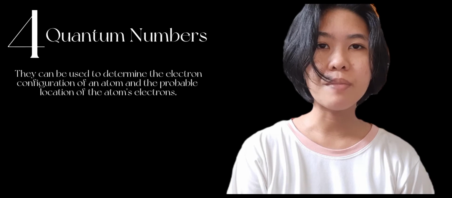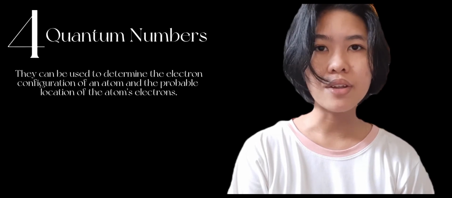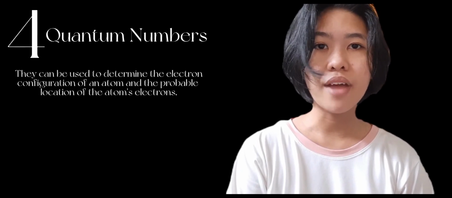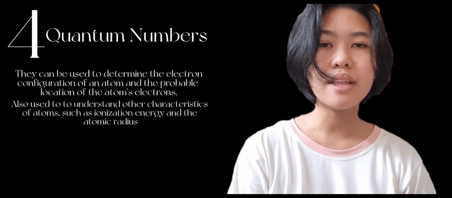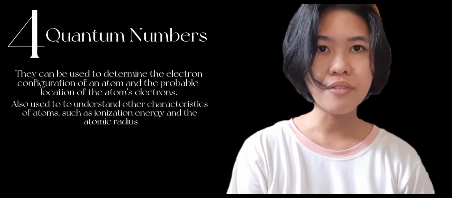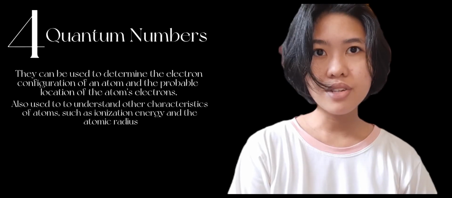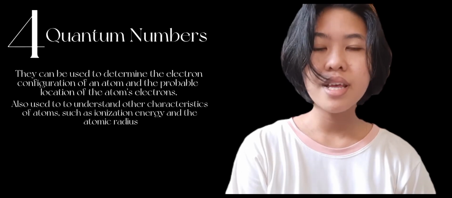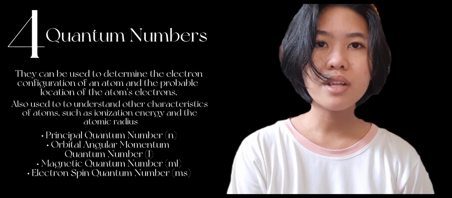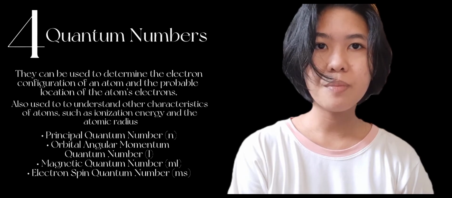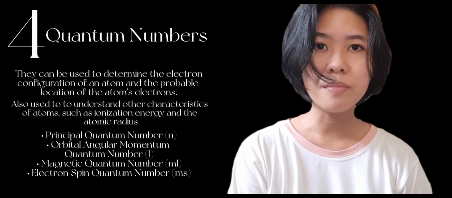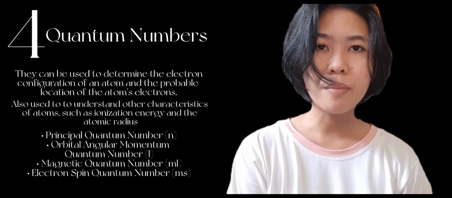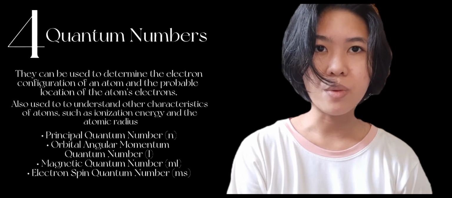Quantum numbers are important because they can be used to determine the electron configuration of an atom and the probable location of the atom's electrons. Quantum numbers are also used to understand other characteristics of atoms such as ionization energy and the atomic radius. In atoms, there are a total of 4 quantum numbers: the principal quantum number, the orbital angular momentum quantum number, the magnetic quantum number, and the electron spin quantum number.